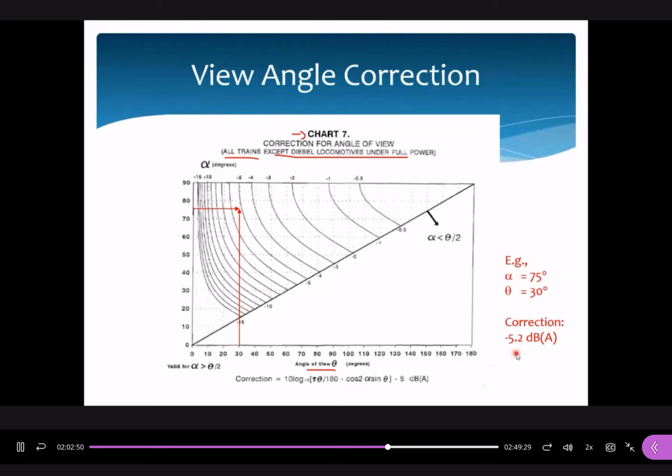This is 0.5, -1, -2, -3, up to -15. The point here is in between the lines -5 and -6. So that's why we can find it is -5.2 dBA, an approximate value. Another way is that you directly substitute these two values into this equation.